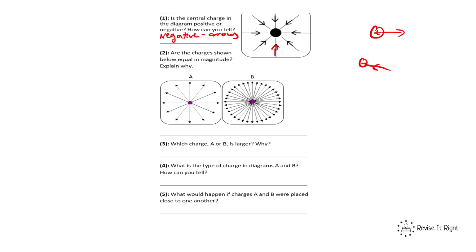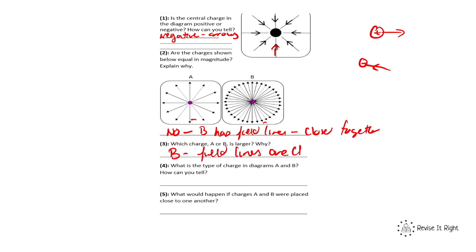So are the charges shown below equal in magnitude? Explain why. Well, no, they're not equal, and we know that because B has more field lines, or the field lines in B are closer together, and therefore they are not equal in magnitude, and you can see that here and here. And question 3, which charge A or B is larger and why? Well, we've just said it's B, and again because the field lines are closer together.